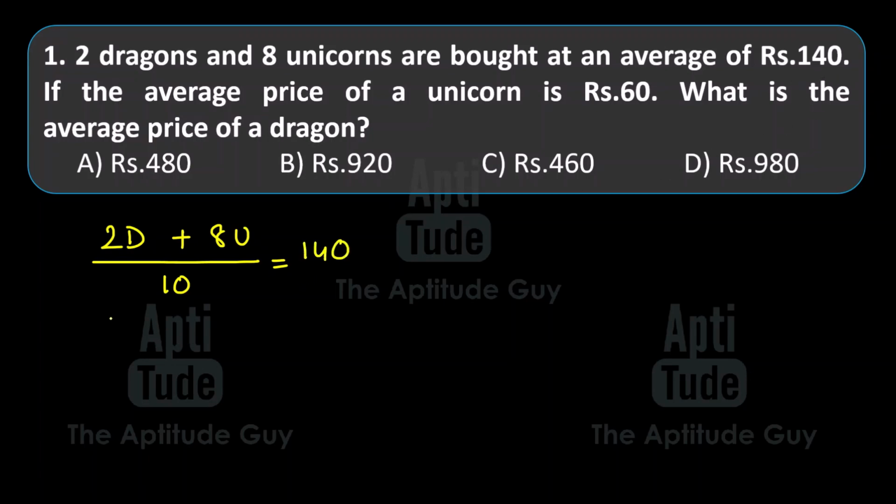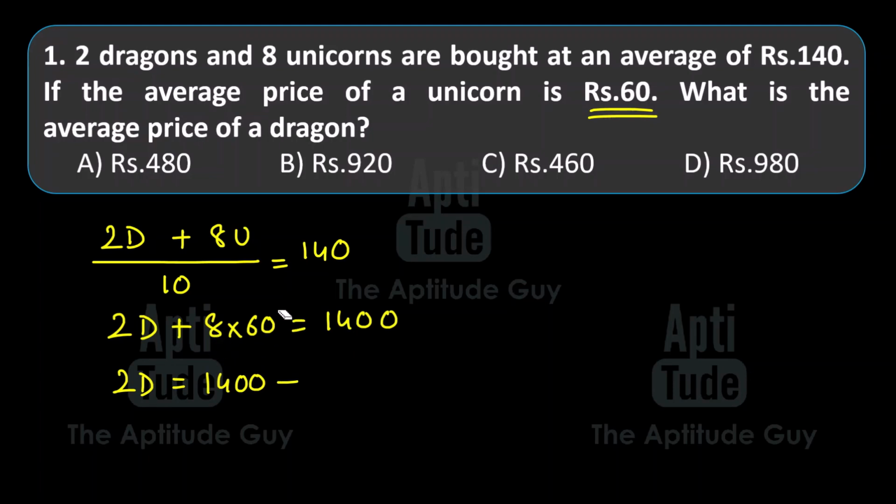Okay, let's solve it now. We have to cross multiply. We have 2D plus 8U, but each unicorn is priced at 60 rupees. Pretty cheap animals. So into 60, this is equal to 140, and then this 10 also goes here, so it will become 1400. So 2D equals 1400 minus 8 into 60. This will go to the other side, become minus 8 6 are 48, so 480. 1400 minus 480, that is equal to 920. That is why 920 is given in the options. The B option is 920.